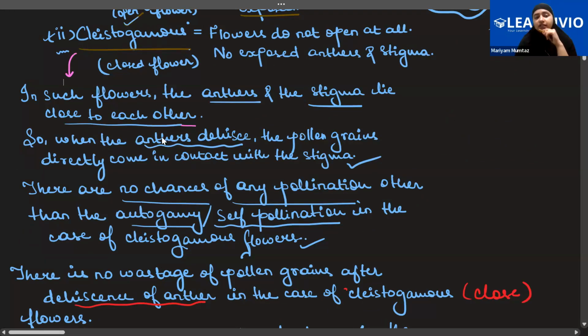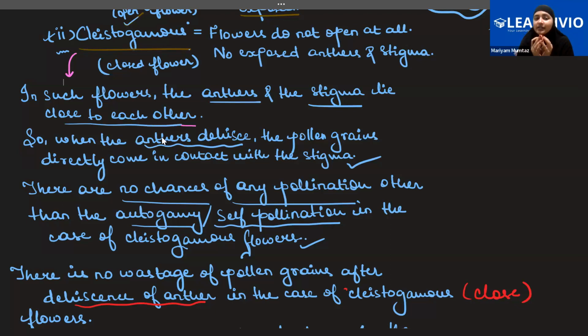Why close to each other? Because it's a closed flower, the male and the female components have to be situated in such a way that if the anther is dehiscing, releasing the pollen, it directly has to land on the stigma. Then only fertilization takes place.